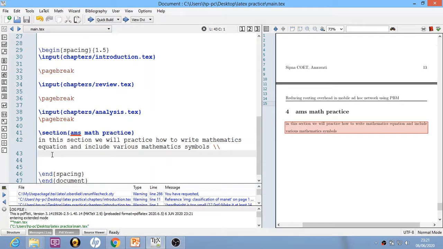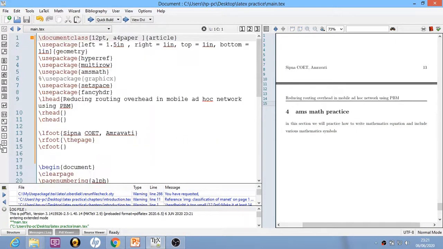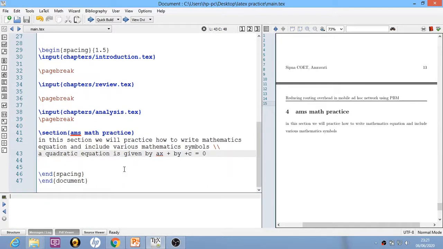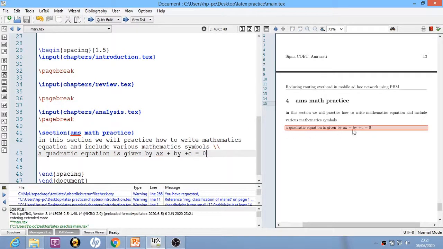Now over here, the first thing I will do is import this AMS math class. Then over here I will write "is given by ax plus by plus c equals to 0." Now I will compile this code. Now you can see that this quadratic equation ax plus by plus c will appear normal.